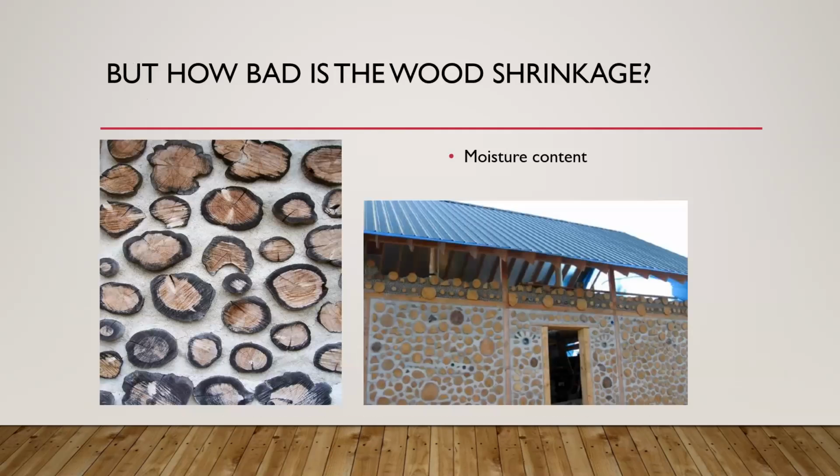How bad is the wood shrinkage? So with this, you want to build with the same species. If you're building with different species of wood, then you're creating different shrinkage rates, which can lead to more cracking. So they definitely say use the same species and also make sure that your moisture content is 12% before you start building.